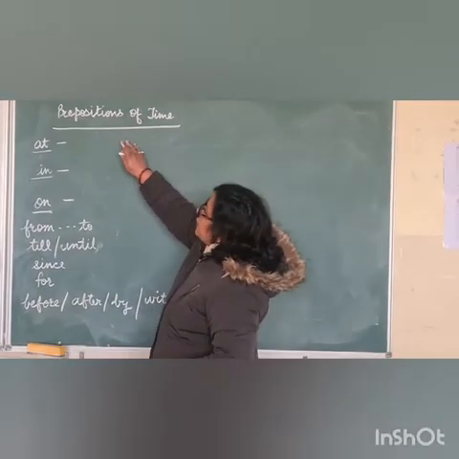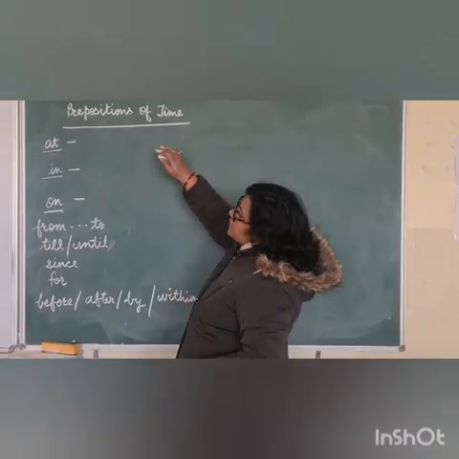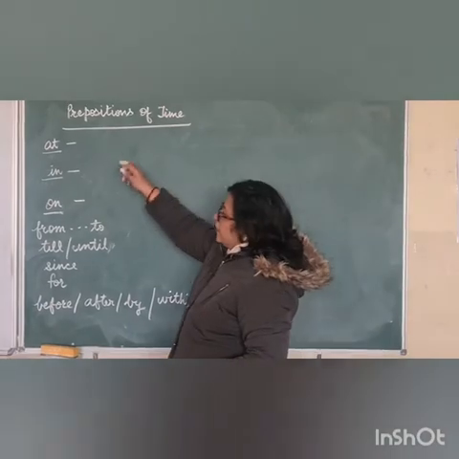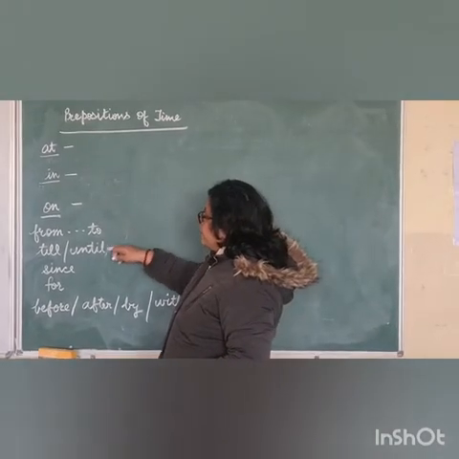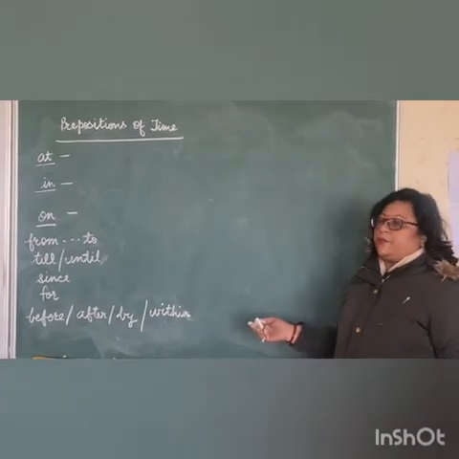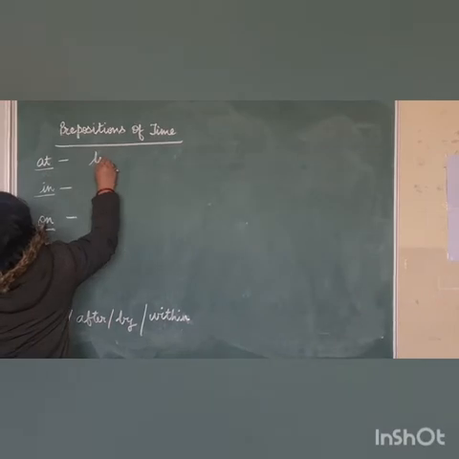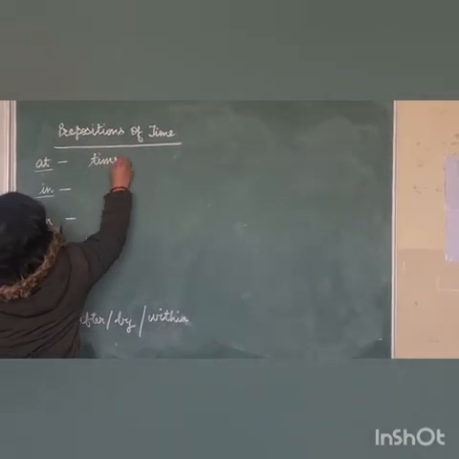The next part of our prepositions is prepositions of time. Certain words are used to indicate the time, like at, in, on, from and to, till, until, since, for, before, after, by, and within. So we will take them one by one. At is particularly used to indicate the time.